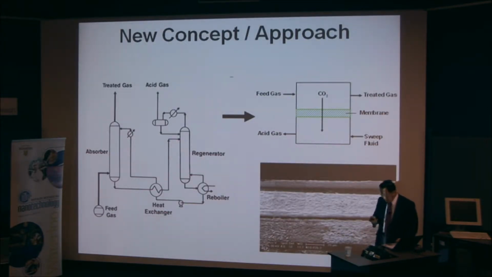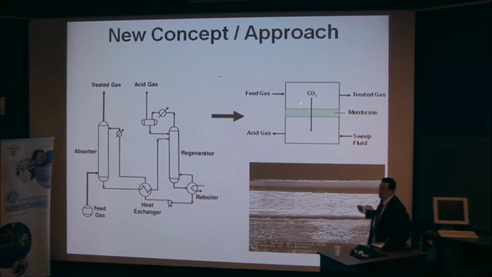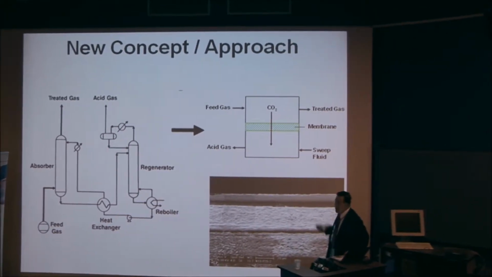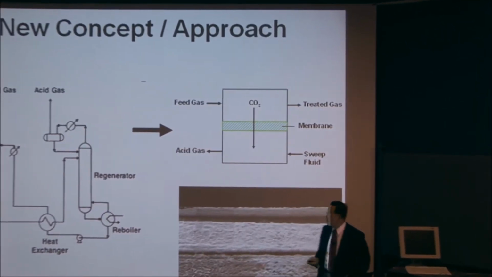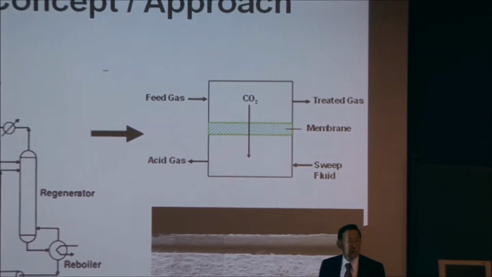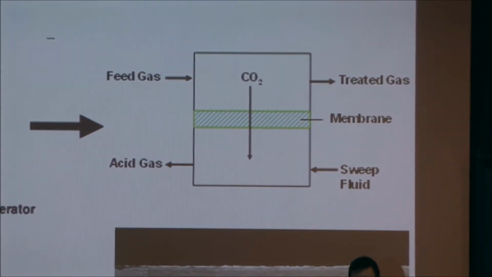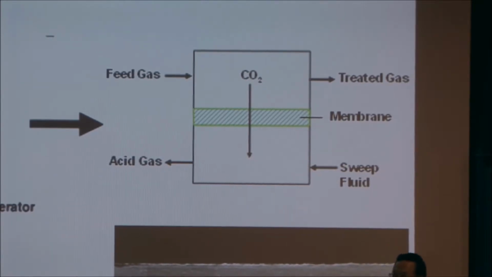So we are thinking, how about we convert this cumbersome operation into a simple pressure-driven process where feed gas is introduced to one side of the membrane, and the membrane is designed in a way that it's selective to carbon dioxide going through. This will simplify a lot of operation. We don't need to pump the solution back and forth, okay?